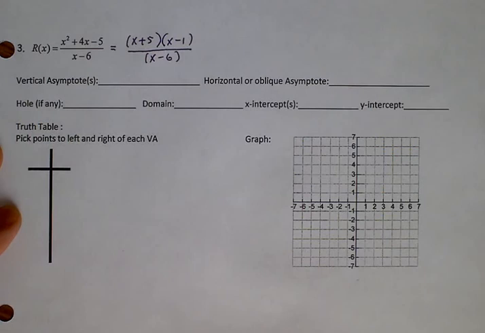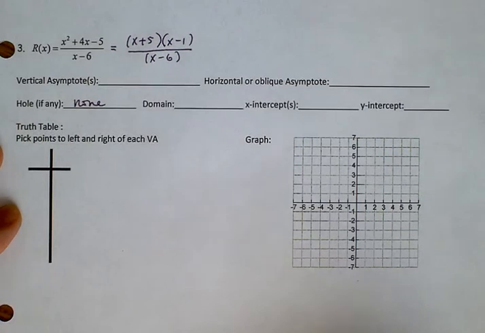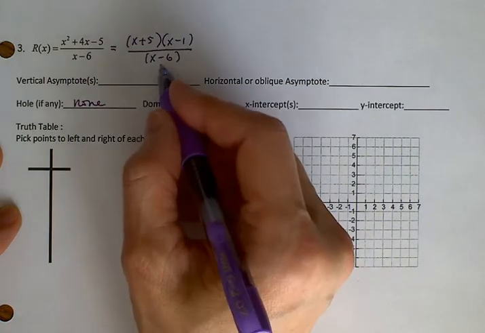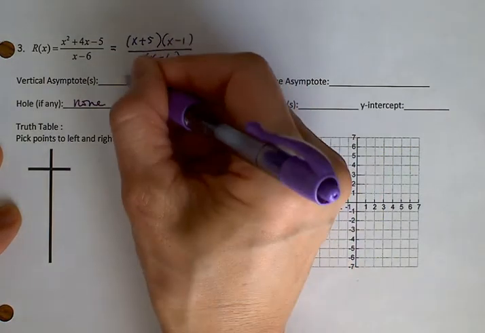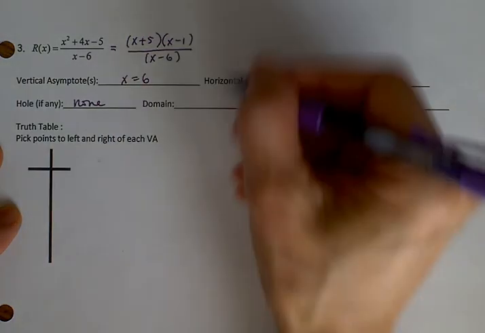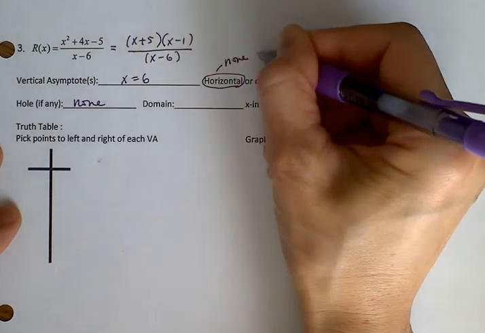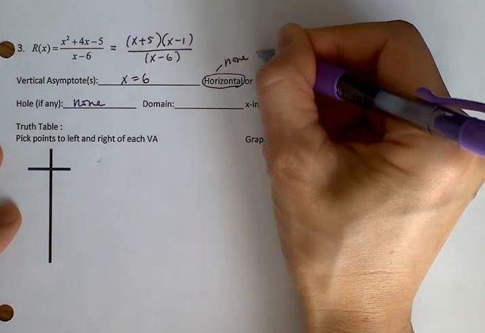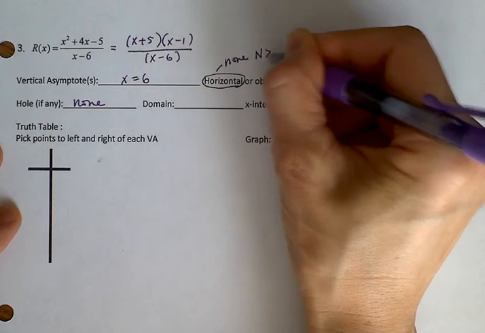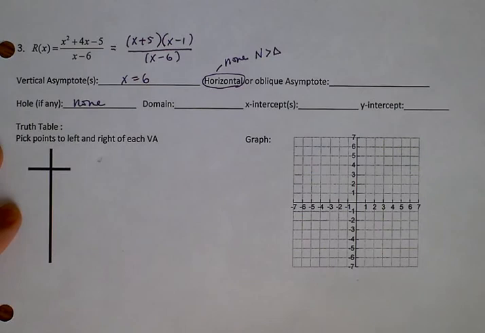Okay, so there are no common factors, so that means that there are no holes. So I could just put none for the hole. Vertical asymptote, I set my denominator equal to 0, so that will be at x is equal to 6. There is no horizontal asymptote, so this one is none, and the reason is that the numerator's power is greater than the denominator's. Okay, however, there is an oblique asymptote.